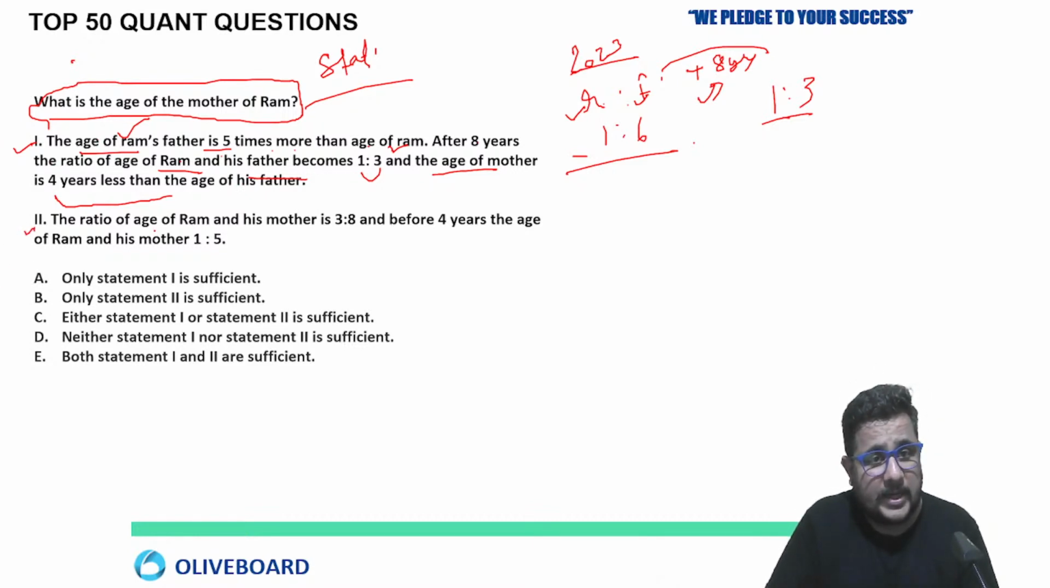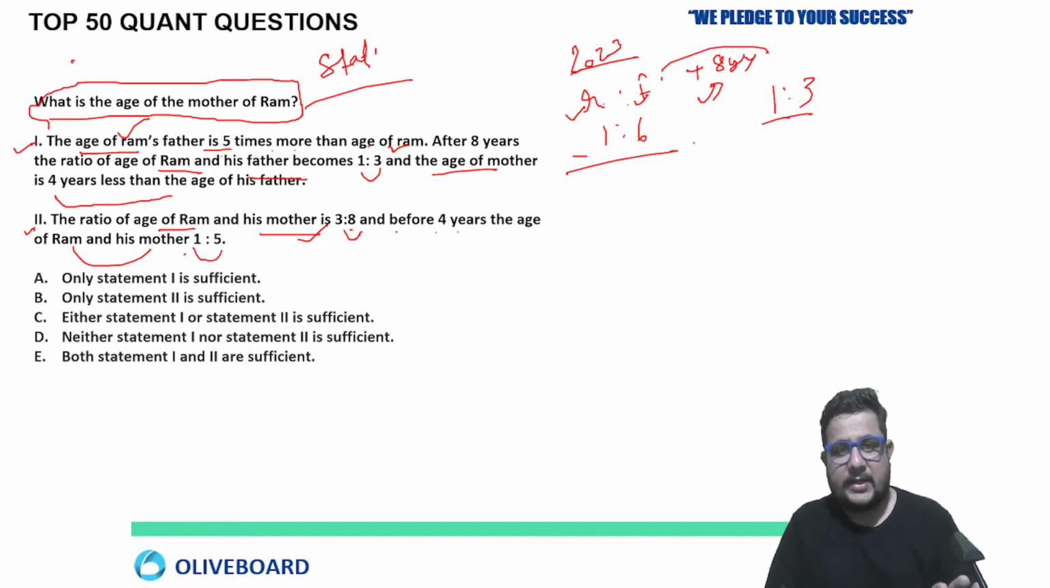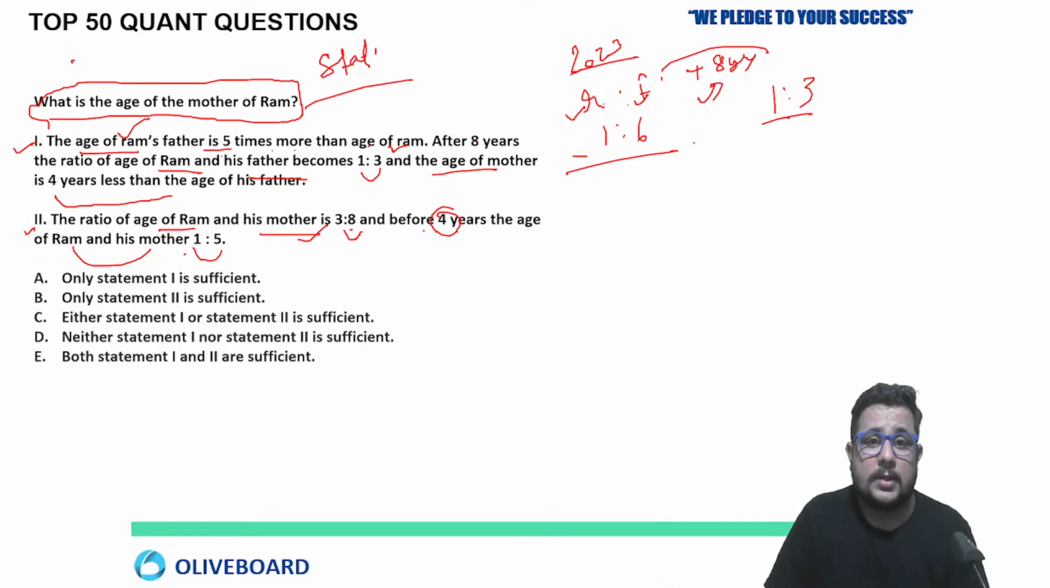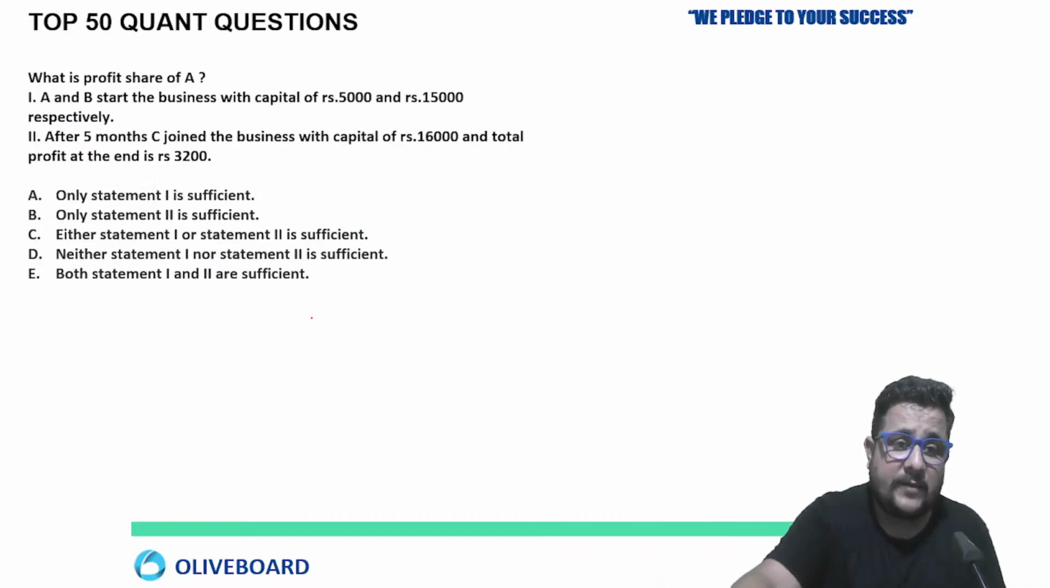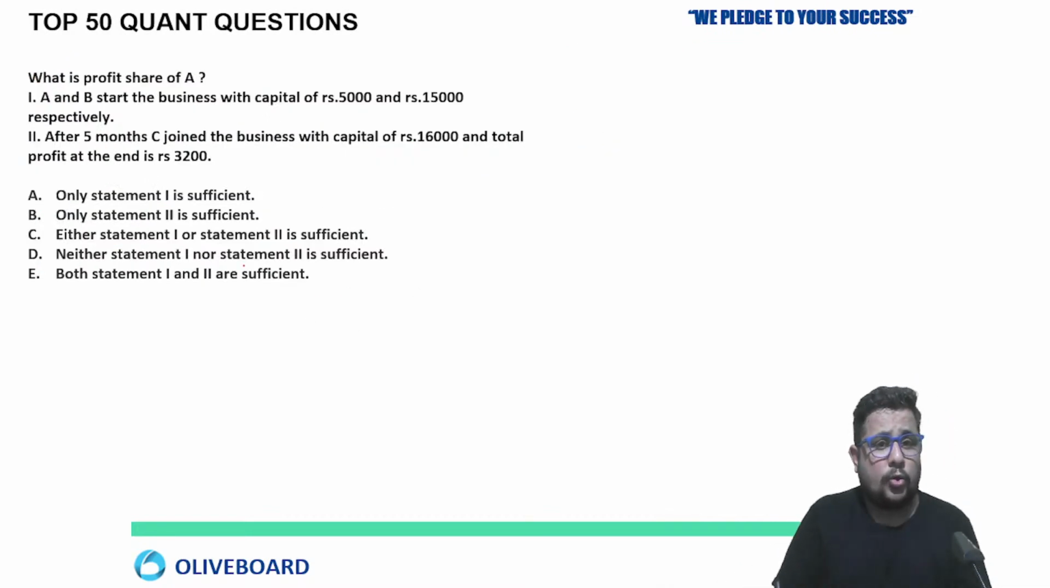Second, the ratio of the age of Ram and his mother is 3:8. Four years ago, the ratio of Ram and his mother's age was given, right? At present it is 3:8, and 4 years ago 1:5. So just compare these two ratios, the time difference is also given. So directly you will get the ages of Ram and mother. So it is possible to calculate by the second also. So either statement 1 or statement 2 is sufficient to answer this question. Hope it is clear. Priya, is this clear? Varun, everyone?